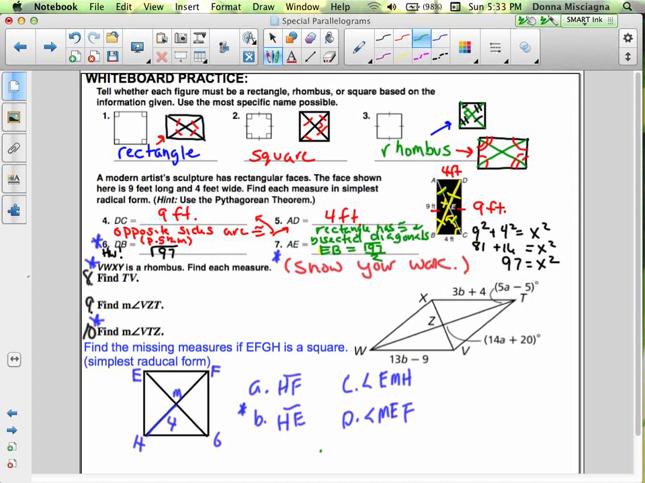Really, not a whole lot of work that I needed to show there. I just showed you these diagonals were bisected and they are congruent.